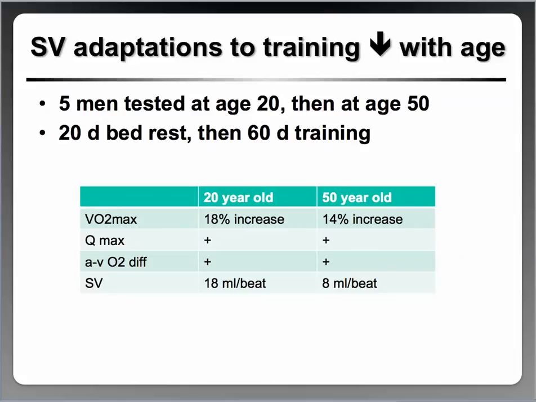Alright, so I decided to make a whole new slide on the last point. And this point is that your stroke volume adaptations to training decrease with age. And there was a study that was done. They took 5 men and they tested them at age 20. And when they were 20 years old, they put them on 20 days of bed rest to try to get them into a deconditioned or a sedentary state. And then after that 20 days, they then put them through 60 days of training.